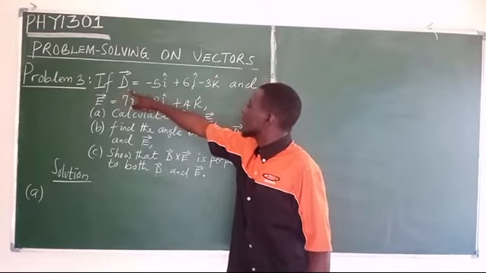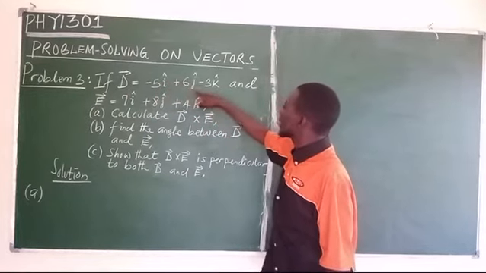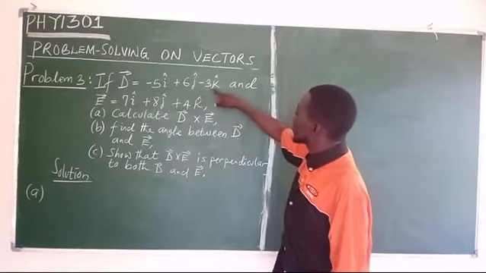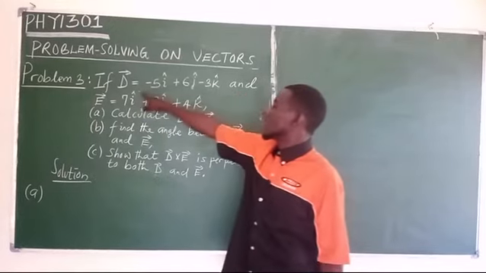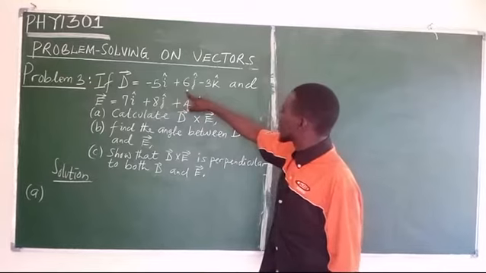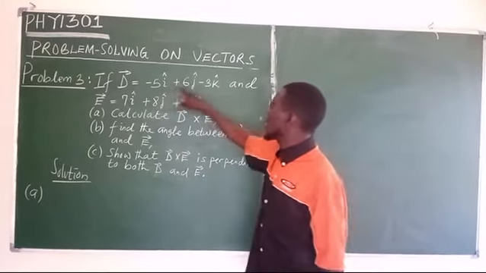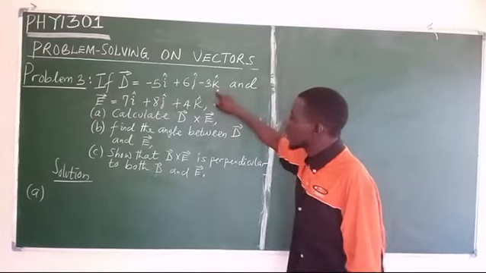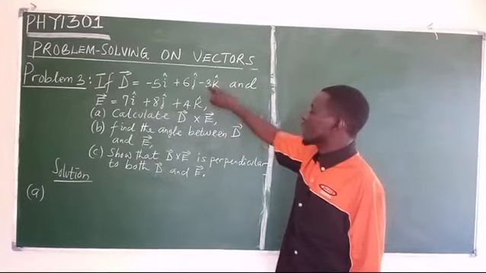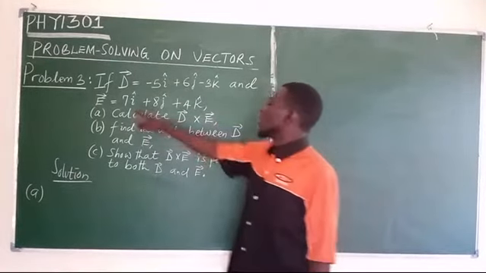3 says that if vector D is negative 5 i hat plus 6 j hat minus 3 k hat, meaning it has negative 5 component on the x-axis plus 6 component on the y and negative 3 on the z, where i hat, j hat, and k hat are all unit vectors on x, y, and z axis respectively.